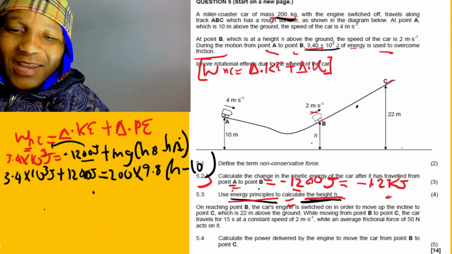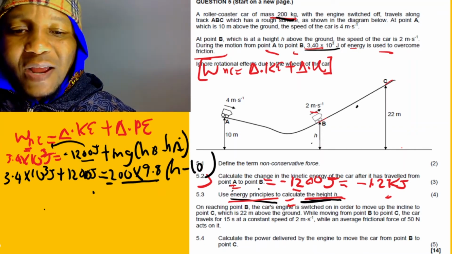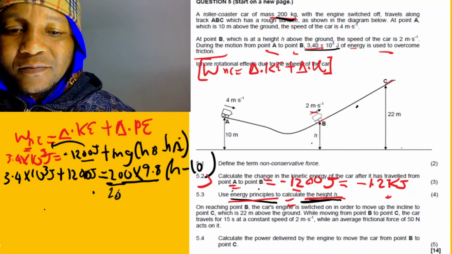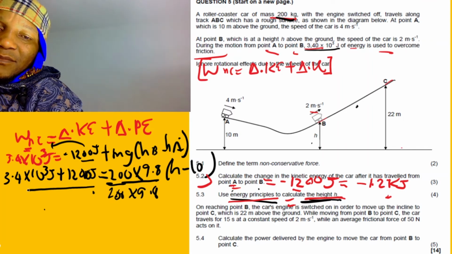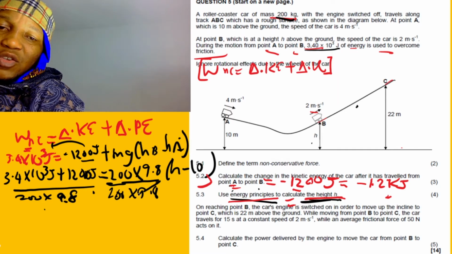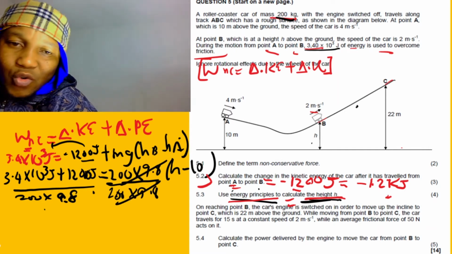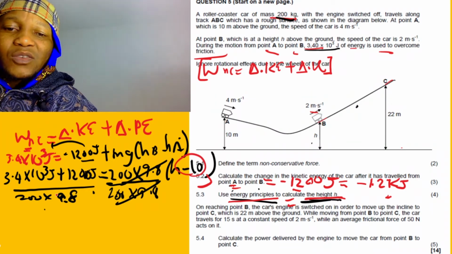You see? So now let's make h the subject. So what I'm going to do now? Look, I'll divide by this throughout. Divide by 200 times 9.8 throughout. And on the left, this and this cancel. And then I'm going to take this negative 10 over. So, okay, let's do it step by step.